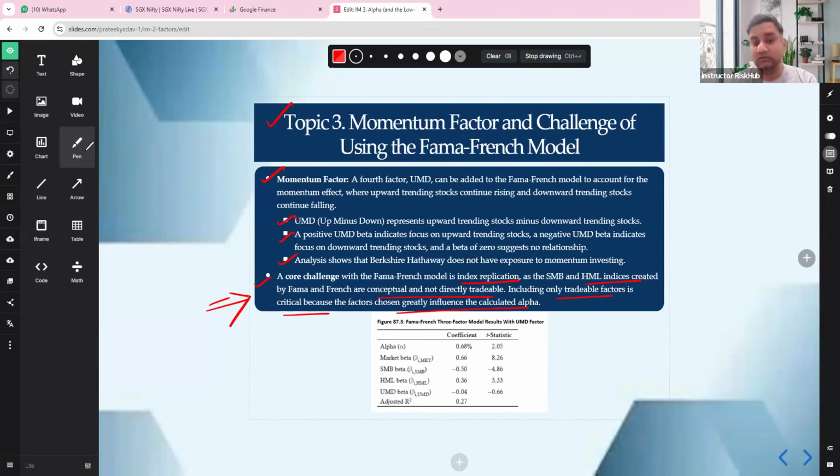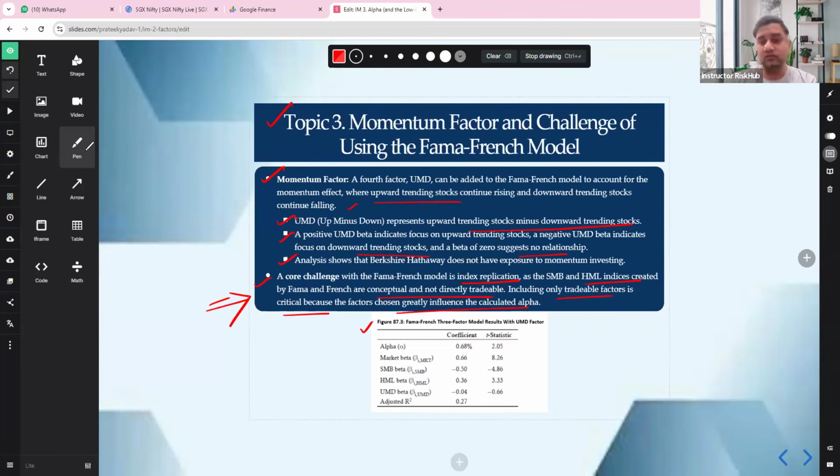From the core results, UMD, which I told you is up minus down, represents upward trending stock minus downward trending stock. Positive UMD indicates a focus on upward trending stock. Negative UMD indicates a focus on downward trending stock. And a beta of zero suggests no relationship, right? So that is what we follow, and this is what the result is.